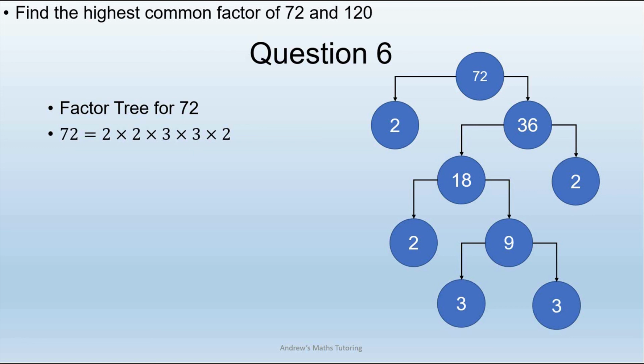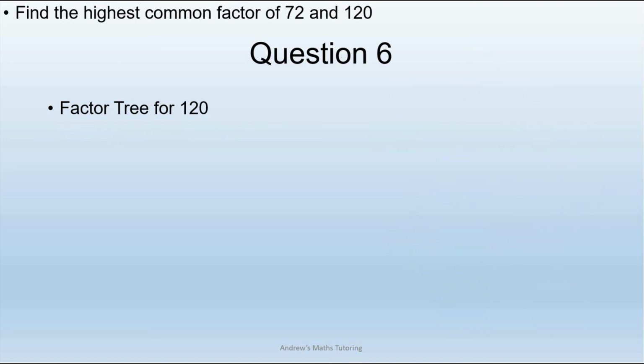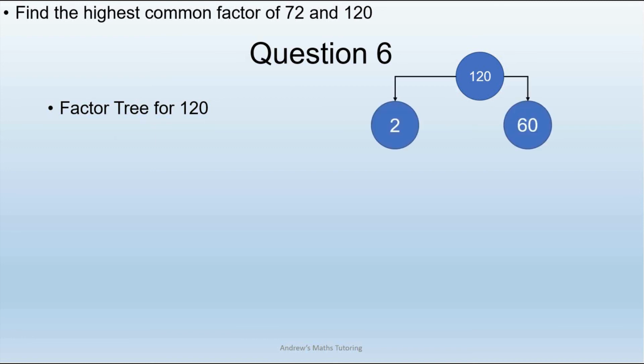And it doesn't matter what order you write them in, as when multiplying numbers together, you'll always get the same final answer. So now we need to do the same thing for the number 120. We stick the number 120 at the top of our tree and break it down. I've broken 120 into 2 and 60. Two other good numbers to choose would have been 12 and 10.